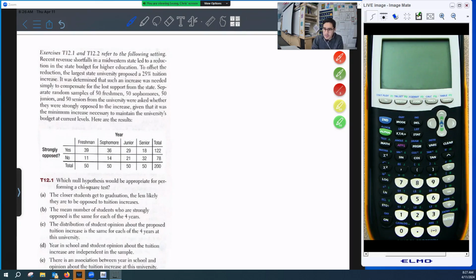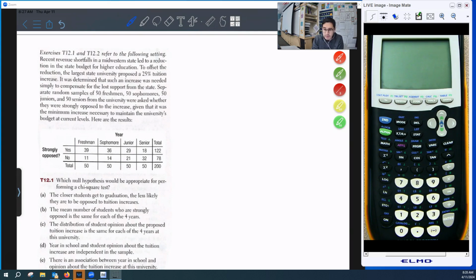All right, this is going to be exercise 12.1 and 12.2. They use the same context. Recent revenue shortfalls in a Midwestern state led to a reduction in the state budget for higher education. To offset the reduction, the largest state university proposed a 25% tuition increase. It was determined that such an increase was needed simply to compensate for the lost support from the state.